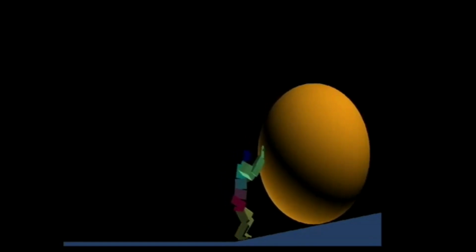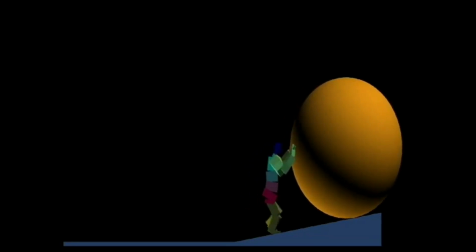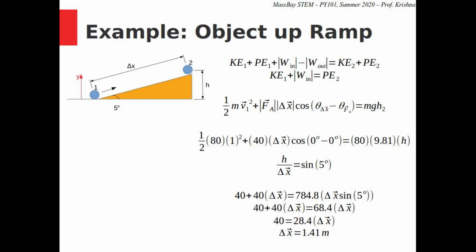Here is a slightly more challenging puzzle. An 80-kilogram object is being moved up a 5-degree ramp. Our protagonist is applying a force of 40 newtons. Initially, the object is moving at 1 meter per second. How far up the ramp will it move? Let's call the bottom of the ramp point 1 and the highest point of the object point 2.